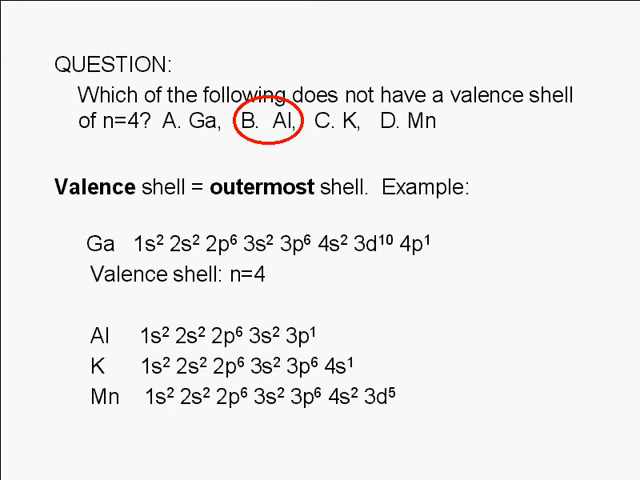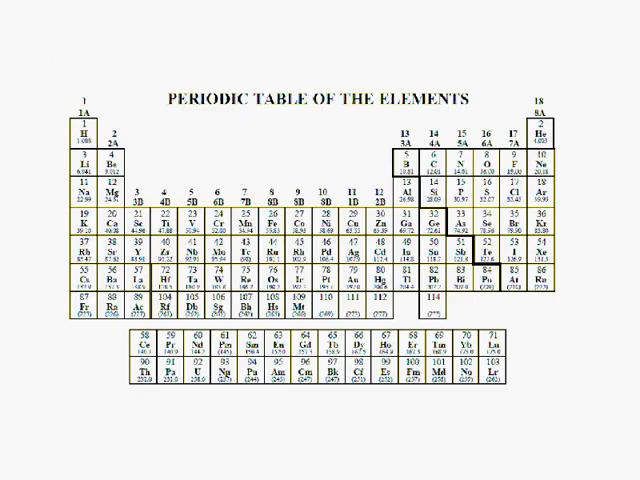We can actually figure out, rather easily, the answer to this question by simply referring to the periodic table. We can see that potassium, manganese, and gallium all belong to period 4, or row number 4. The periodic table is laid out so that the principal quantum number of the valence electrons in a given row all correspond to the row number. Note that aluminum belongs to row number 3. For its valence shell, n equals 3.